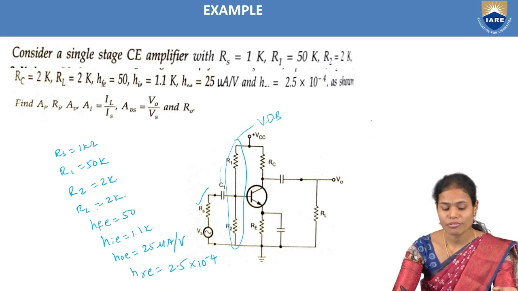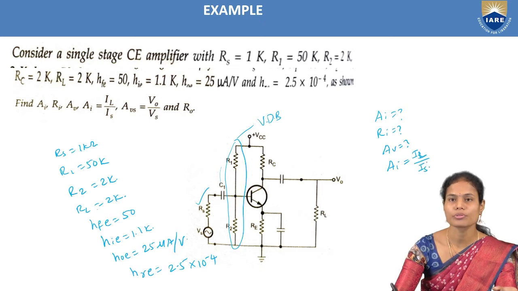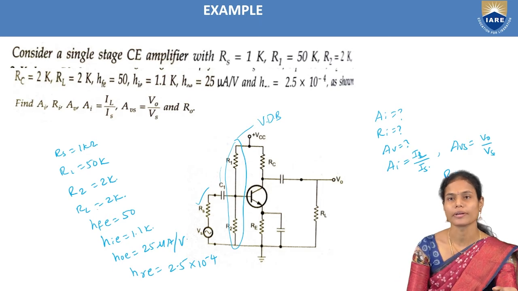And next we need to find from this circuit current gain, input impedance, voltage gain, as well as current gain by considering the source resistance into account, and voltage gain while considering the source resistance into consideration, as well as output impedance.